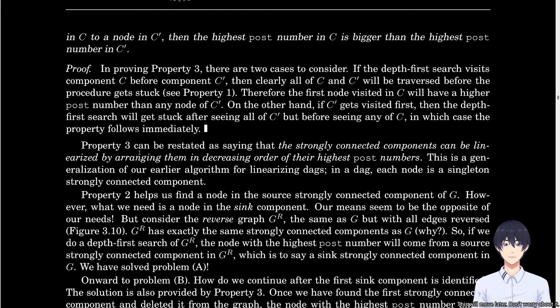Property 3 can be restated as saying that the strongly connected components can be linearized by arranging them in decreasing order of their highest post numbers. Decreasing order of their highest post numbers. So this would be like following the arrows. If you could send clones of yourself down the branches.